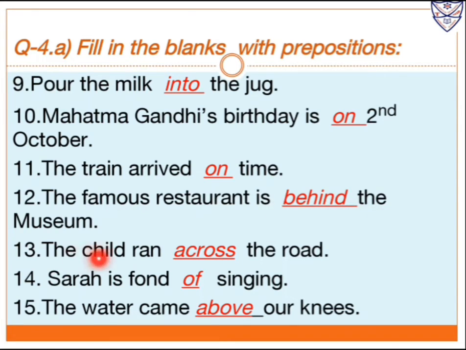13th number, the child ran across the road. Over here the word across is used as a preposition as it shows or tells us about the position of the child that is across the road. So across will be the preposition which is used for this sentence.